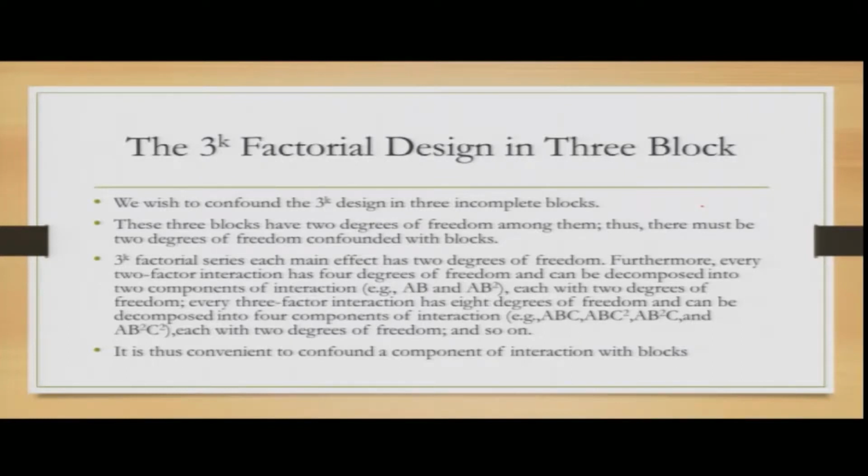The 4 components are basically ABC, ABC squared, AB squared C. If we are able to define ABC accordingly, it could be given as combinations of A squared B C, or different combinations as required. And the last one is AB squared C squared, each with 2 degrees of freedom. So, it will be 2 degrees of freedom for any combination we find. As the number of blocks or factors increases, the combinations also increase accordingly. It is thus convenient to confound a component of interaction with the blocks and do the calculations accordingly.